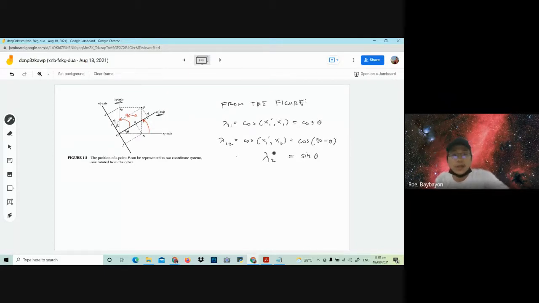Cosine 90 minus theta is equal to cos 90 cos theta plus sine 90 sine theta. This one is 0, and sine 90 is 1. So this is equal to sine of theta. Therefore, cos 90 minus theta is sine theta.